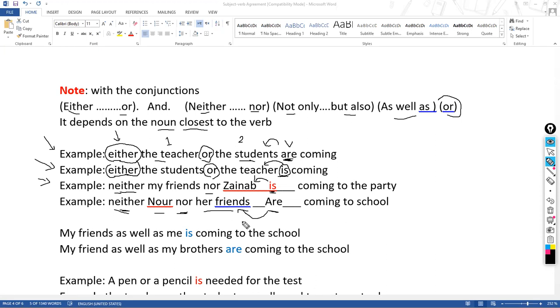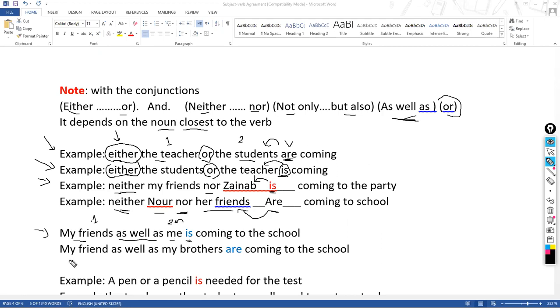It is the same Suna with as well as, not only but also. If you want to say not only me, but also my friends now are coming to the party. Not only my friends, but also my father is coming to the party, and you have to apply the same with as well as. Notice the example. The example is saying, my friends as well as me is coming to the school. This is as well as, and I have two nouns. Absolutely, I have to take a look at the closest noun to the verb. I have me, singular, one, so singular verb.